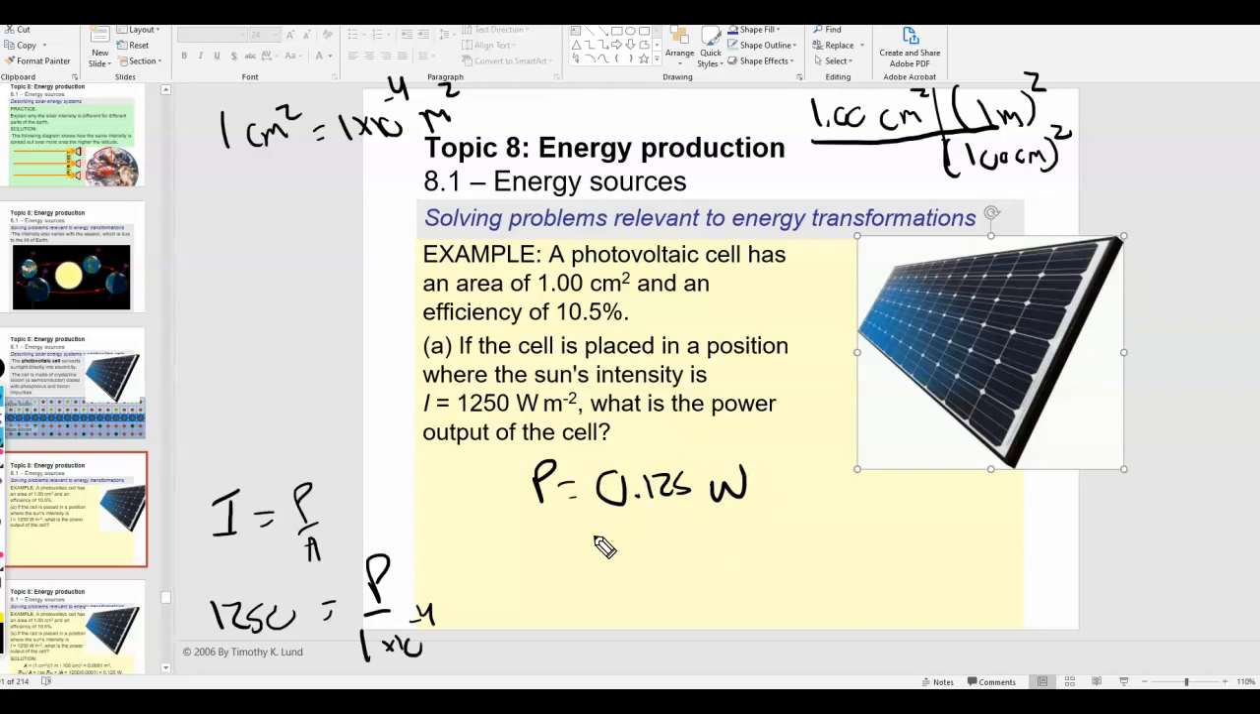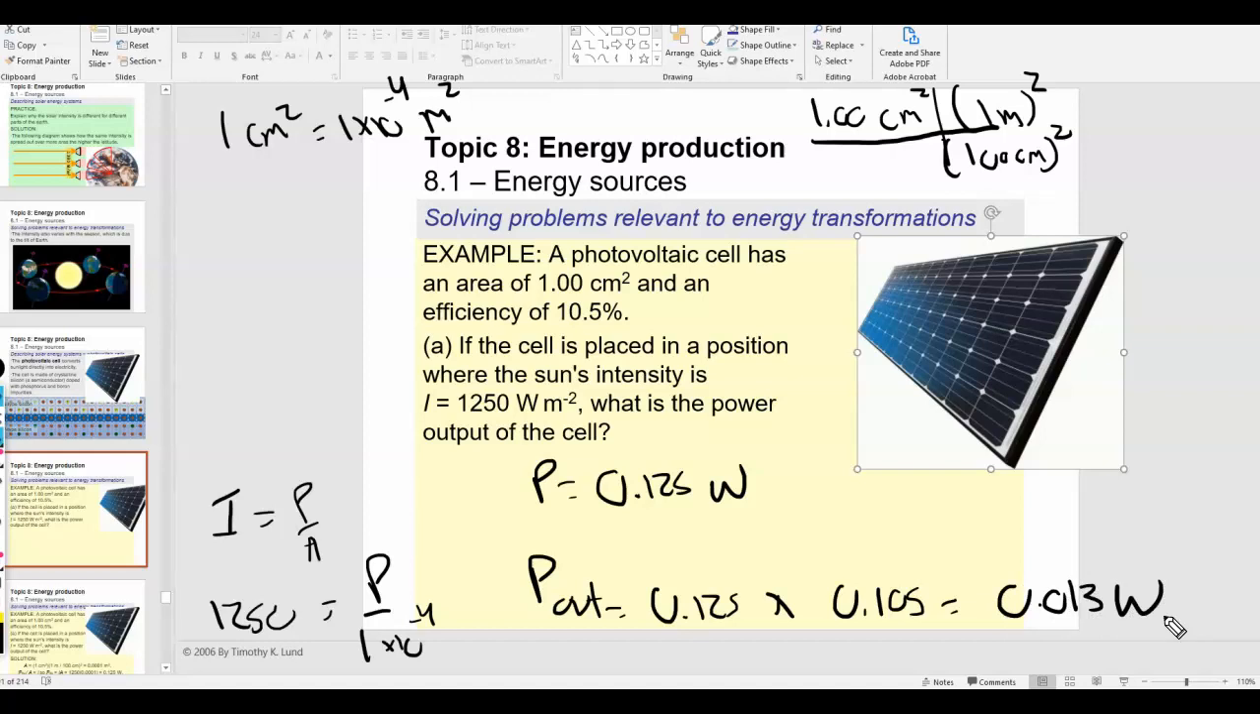Only 10.5% of that actually is output. And so P out would be 0.125 times 0.105, which takes into account the 10.5% efficiency. And so I get a power output of 0.013 watts, which is not a lot at all, as you can see. All right, so pause there if you need to look at that some more.